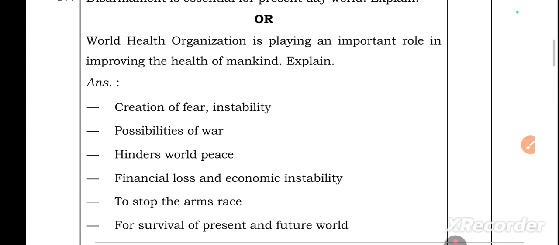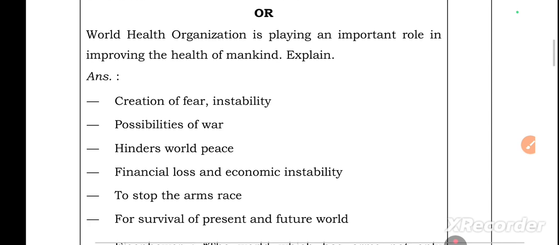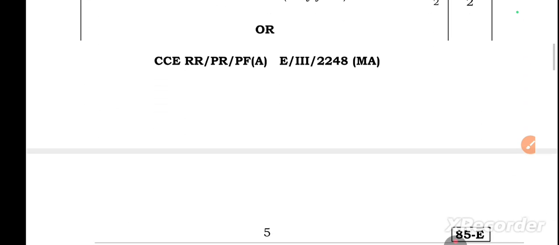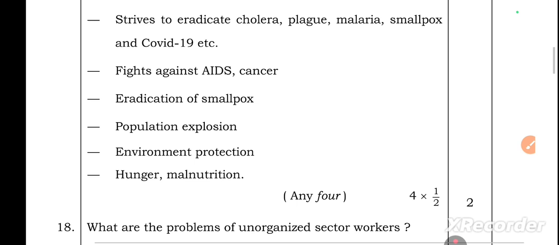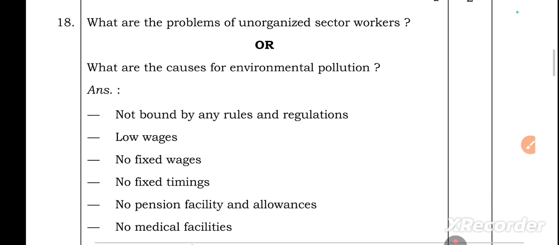For this question, they asked another option, an OR type question. You can answer either the upper one or the below one. The World Health Organization is playing an important role in improving the health of mankind. Explain. Answer: strives to eradicate cholera, plague, malaria, smallpox, and COVID-19. Fights against AIDS, cancer, population explosion, environment protection, hunger, and malnutrition. If you write any 4 important points, you will get 2 marks.